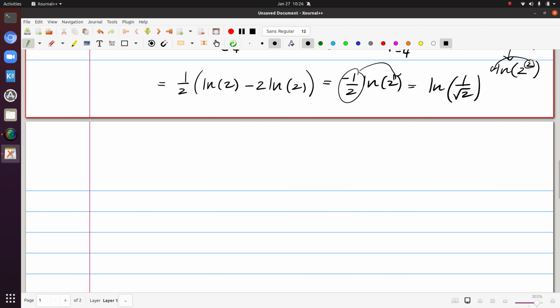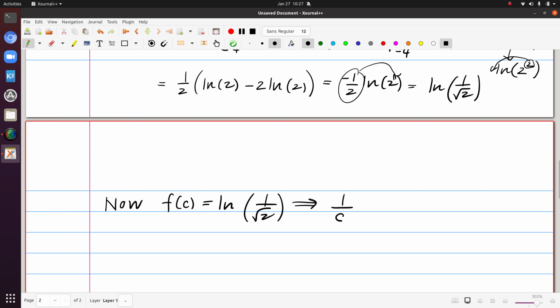The problem wants us to find a value c. So here we want f of c to evaluate to that average value. That means that if we think of f of c, we need 1 over c, because that's what the function gives us. We need that to equal this natural log. And therefore, solving for c, we need that to be 1 over the natural log of 1 over root 2.